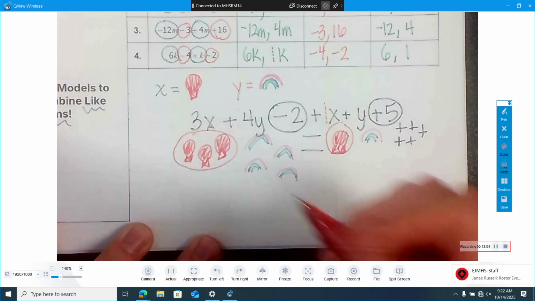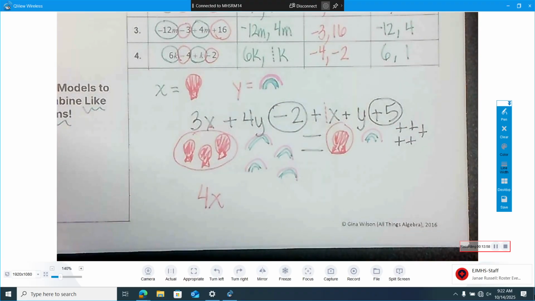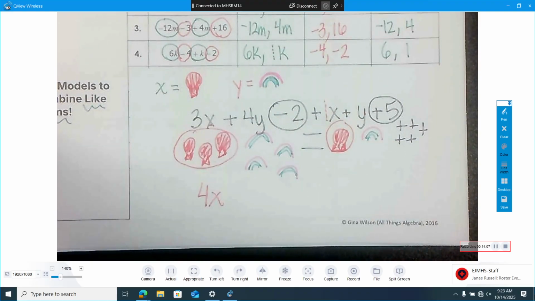And instead of drawing pictures, I think, can I just write 4 X's? Would that represent the same thing? Yeah, because instead of 4 red balloons, the X is just holding the place of my red balloon. Now, you get that? Okay.